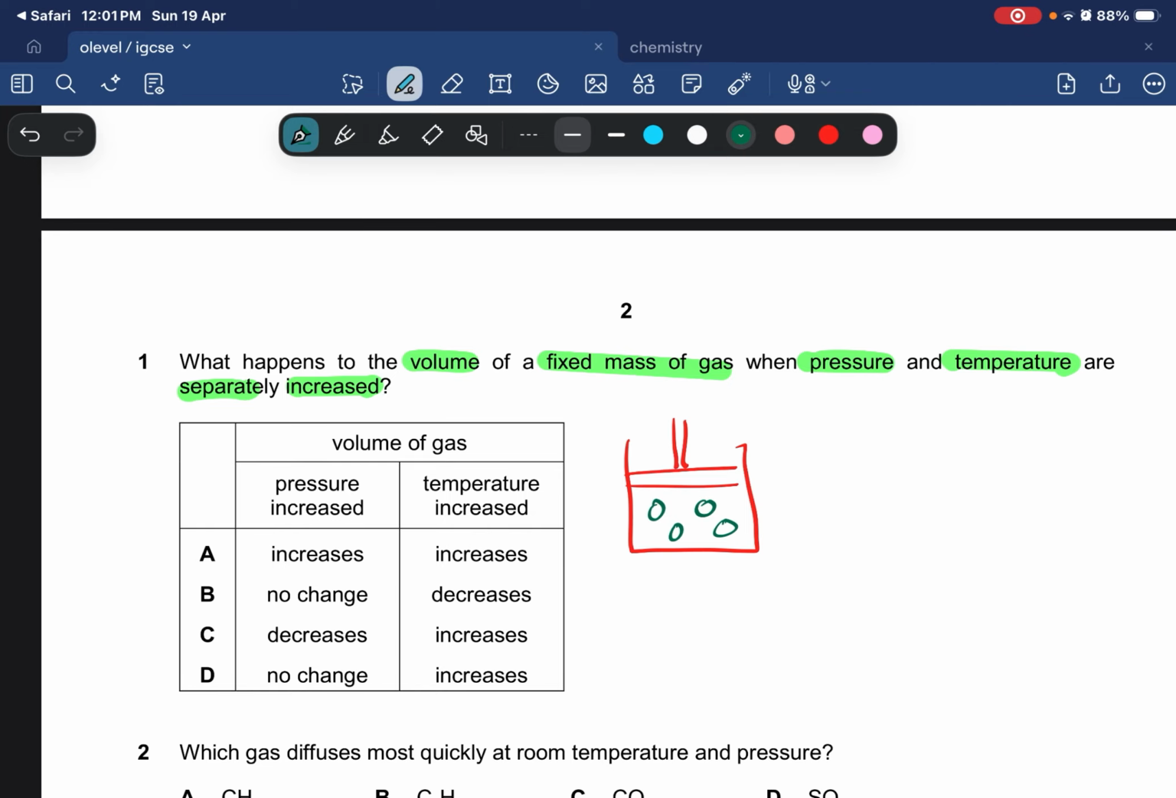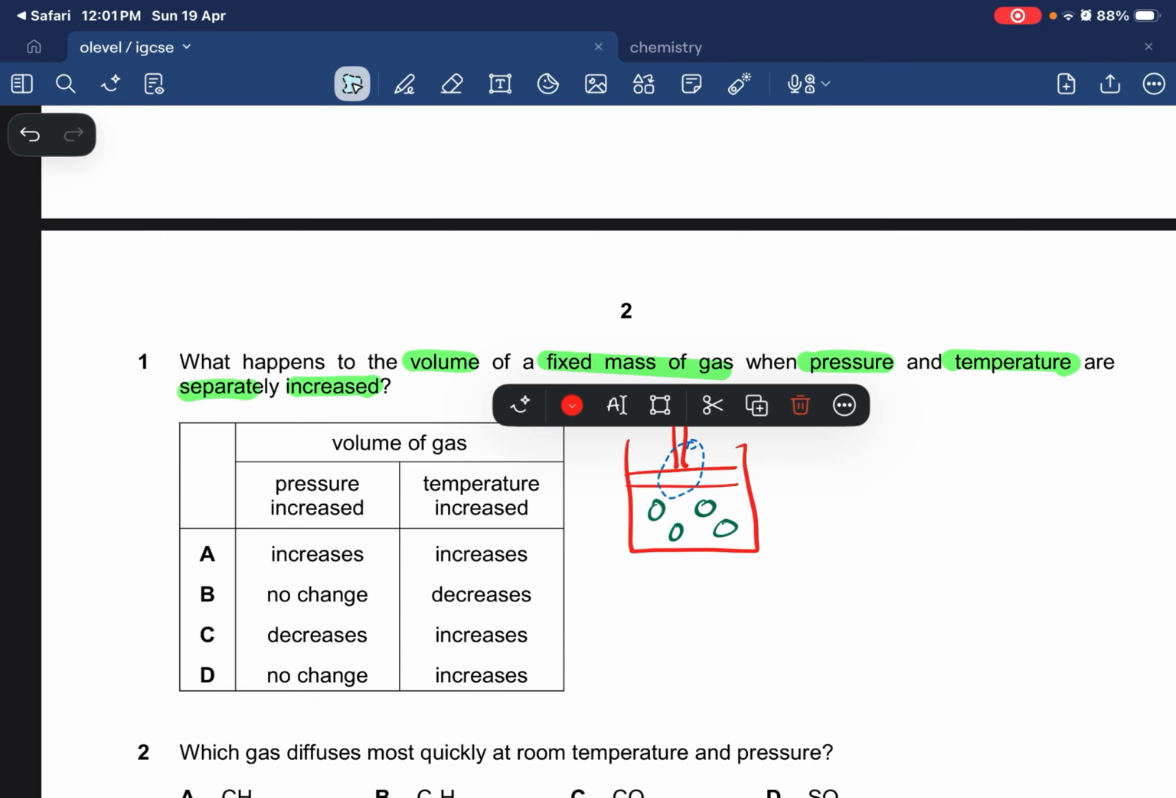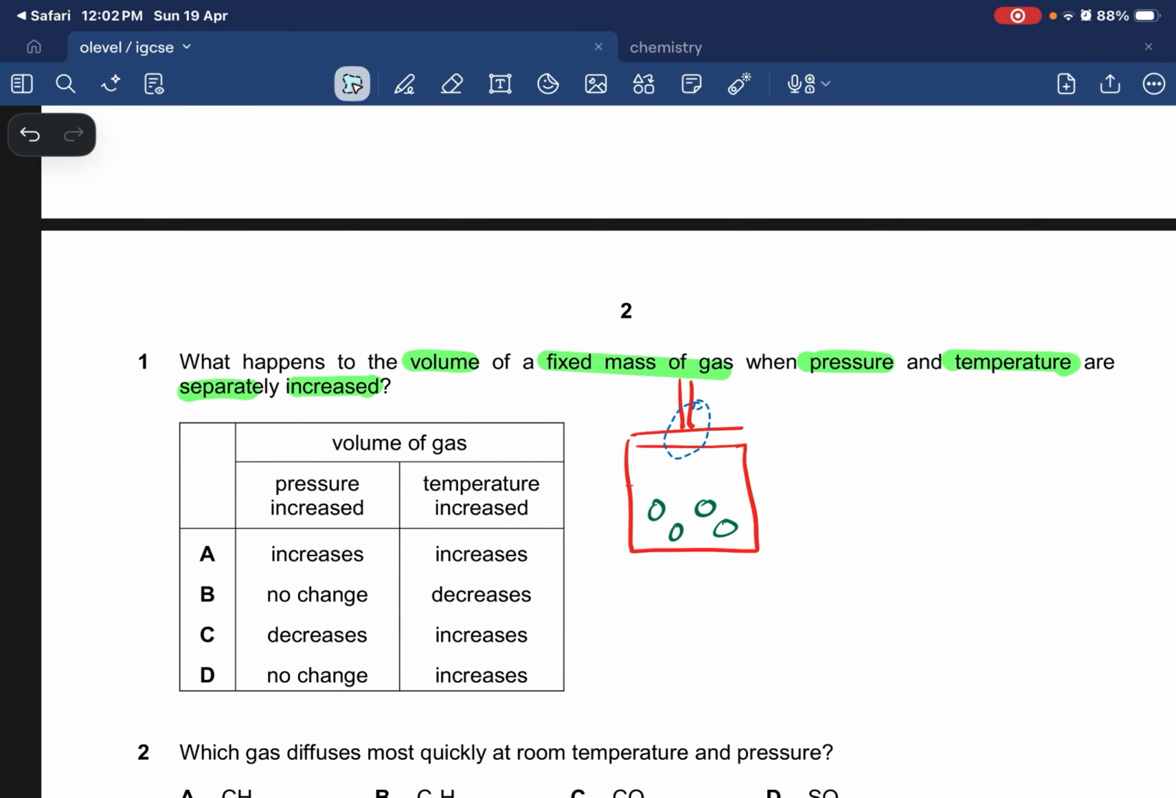Now, if I increase the pressure, how do I increase the pressure? I cannot change the temperature. I only have to increase the pressure. I can change the volume. How do I change the volume? If I move the piston upwards, my pressure is going to decrease. Why? Because the spaces between particles are going to increase, and the walls are going to increase, that means there are going to be fewer collisions per unit area. With the walls, per unit area, the collisions are going to decrease if I increase the volume.